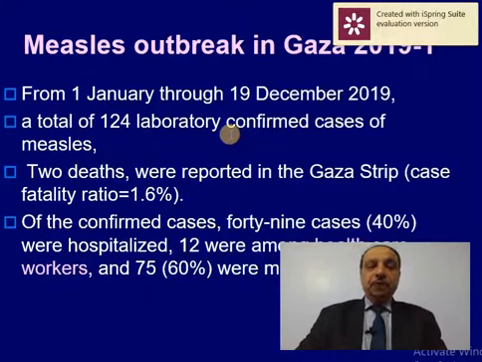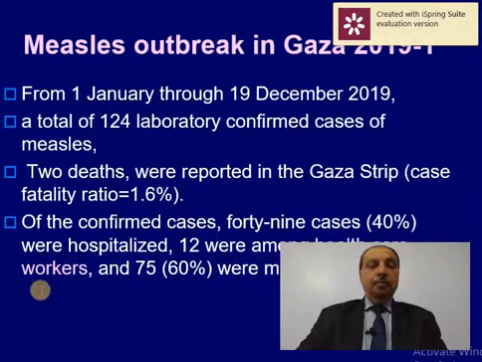And we have some students who got measles and they were isolated at home. And again, we have some of the employee doctors in the hospitals. They had measles and they were isolated, and one of them was admitted even to the ICU. 2 deaths were reported in Gaza Strip. So the case fatality rate is 1.6%. Of the confirmed cases, 49 cases, that is 40% of the cases, were hospitalized.